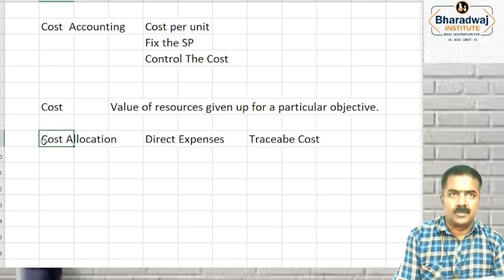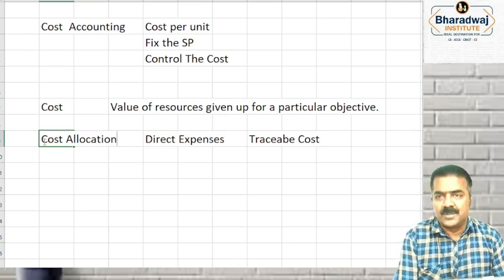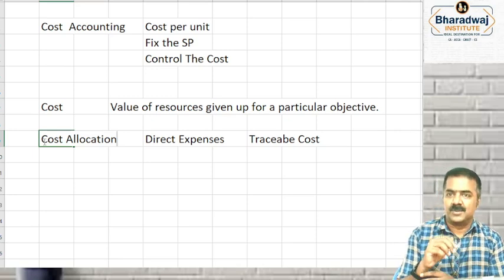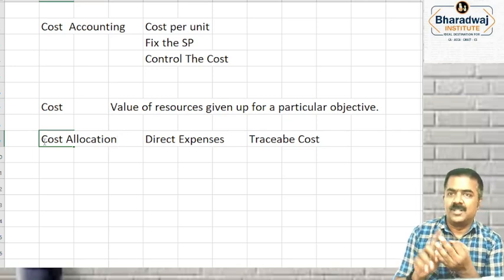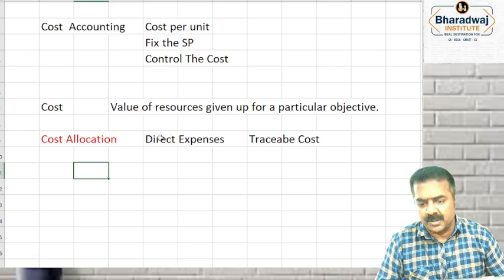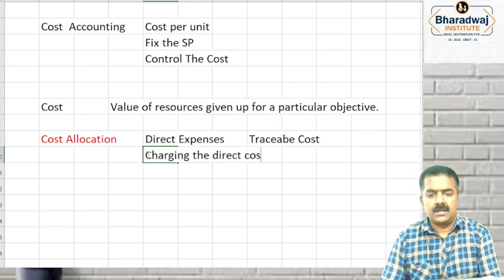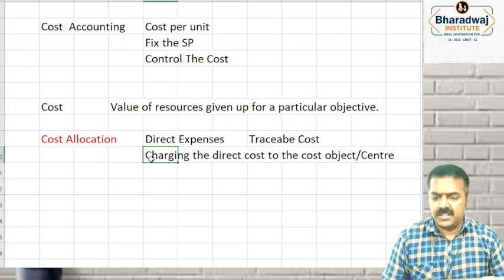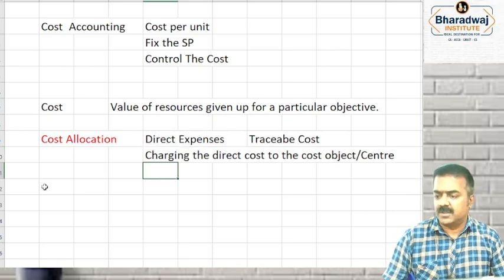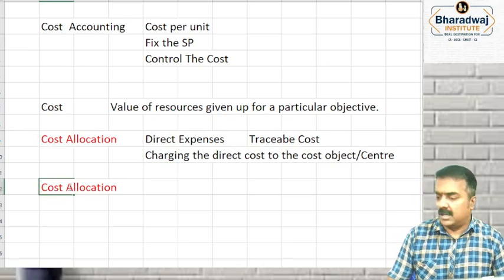Let's assume you belong to the commerce department, or the accounting and finance department. For your department, whatever is spent exclusively, like teacher salary, notebooks, departmental activity expenses, they are called cost allocation. Cost allocation refers to charging the direct cost. Charging all direct expenses to the cost center, we call it cost allocation.